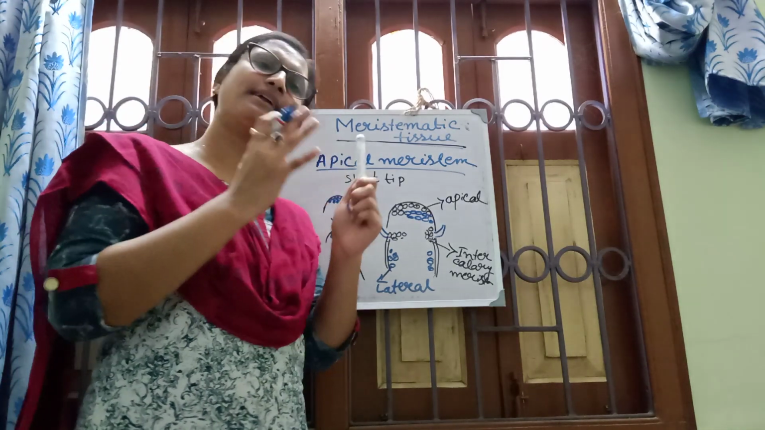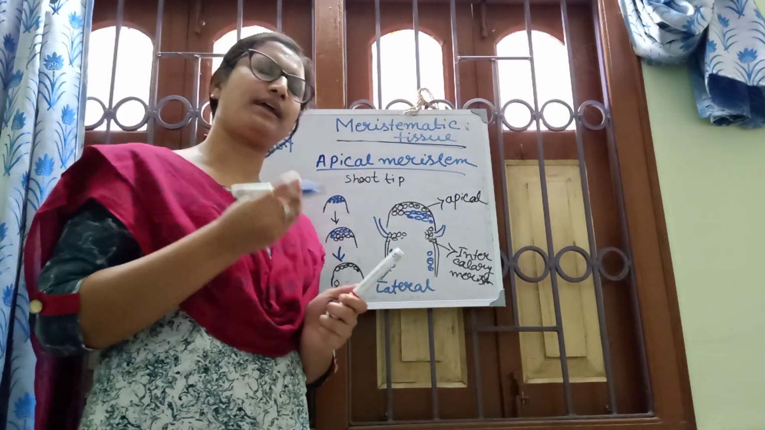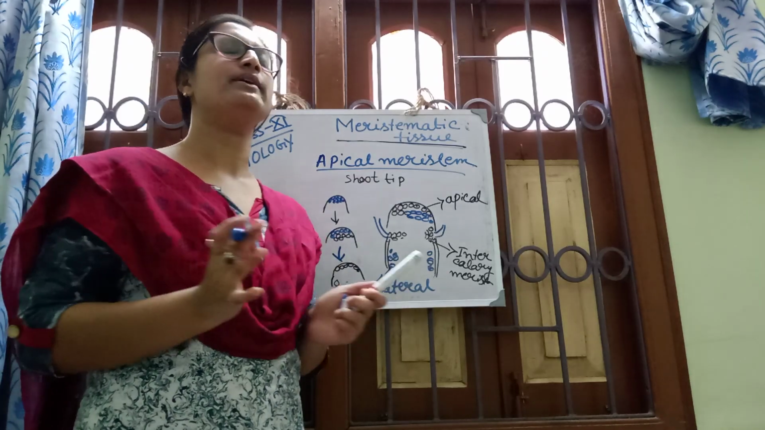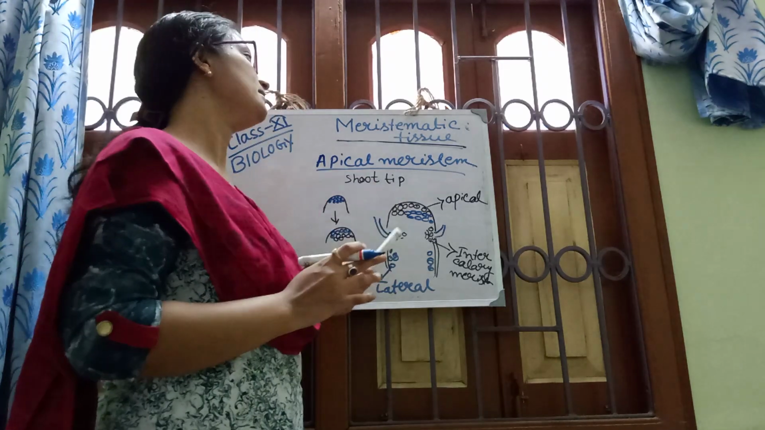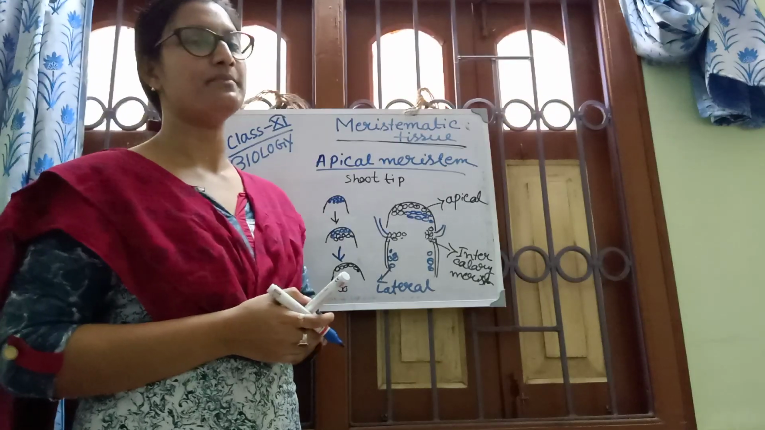In general, all the characteristics are the same. All the characteristics, such as the vacuole being absent and the prominent nucleus, are the same. This is the detailed discussion of meristematic tissue.